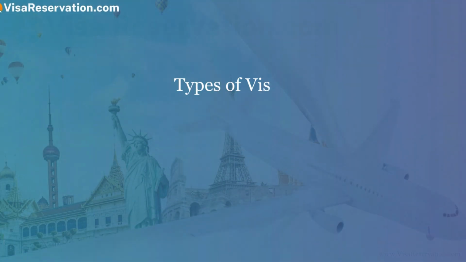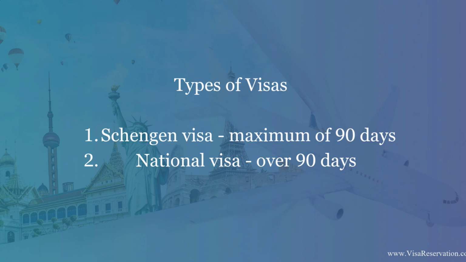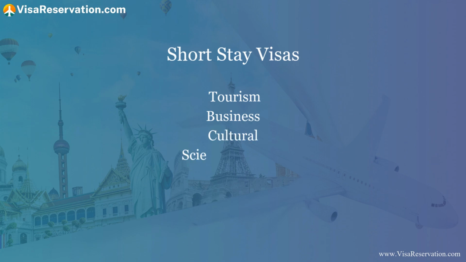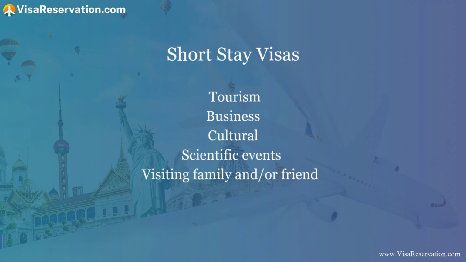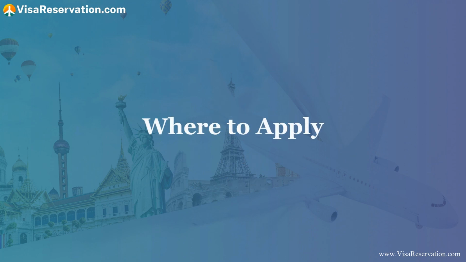There are two types of visas that you may apply for, and the one you need will depend on the duration of your trip and the purpose of your stay in Denmark. The Schengen visa is for tourism, business, cultural or scientific events, or visiting family and friends for a maximum of 90 days. The national visa is for work, study, religious reasons or permanent residence for over 90 days. There are different categories of short and long stay visas, and the one you apply for will depend on why you're travelling to Denmark.